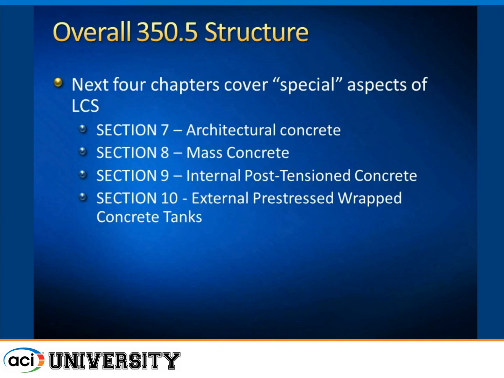Then the next 4 chapters are what I call special aspects of liquid containing structures. We talk about architectural concrete, mass concrete. Those are actually in 301 also as specialties. But we then add internal post-tension concrete. And remember I talked to you about circular. When you go circular, you're going to have some different provisions than what you would get out of the normal 301, 318 combination. And then we have a specific section on external pre-stressed wrap concrete tanks.